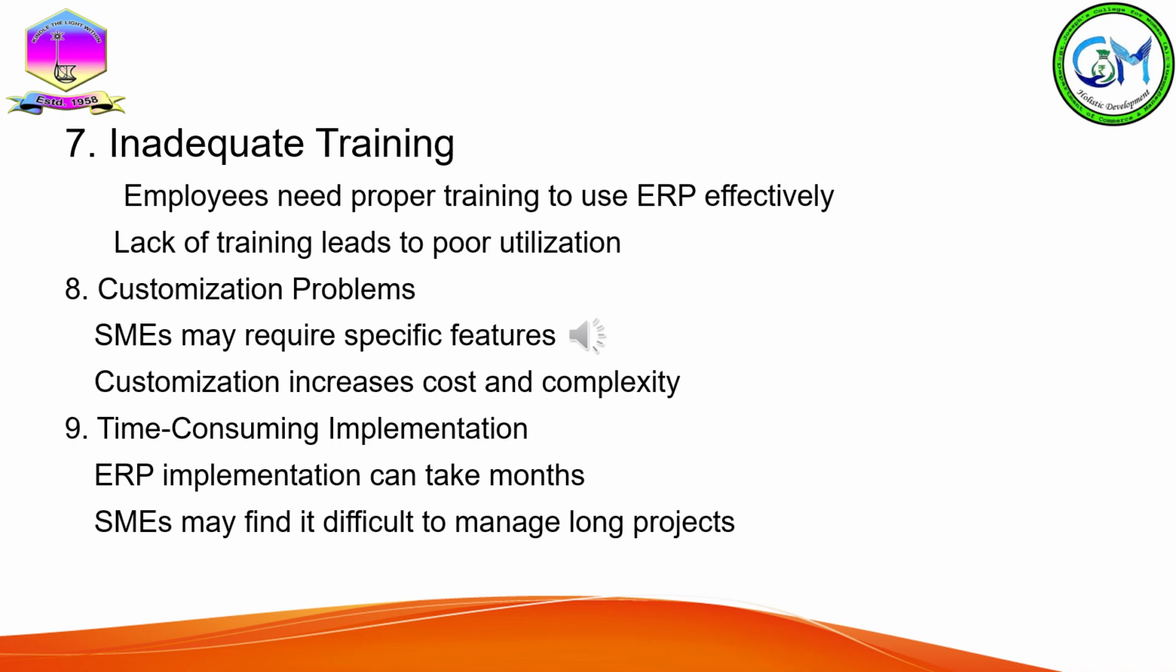Next, time consuming implementation. ERP implementation can take months. SMEs may find it difficult to manage long projects. It requires a long time for implementation and changes. Time is a major barrier in ERP systems. Generally, full implementation of an ERP system could take from 6 months to 1.5 years, depending upon the size and complexity of the enterprise and customization. Small and medium enterprises don't have that much time to get the ERP system implemented. Also, the more the time, the more the cost, which is already the number one barrier for ERP system implementation.